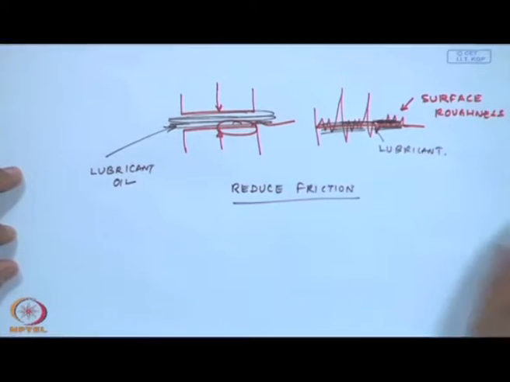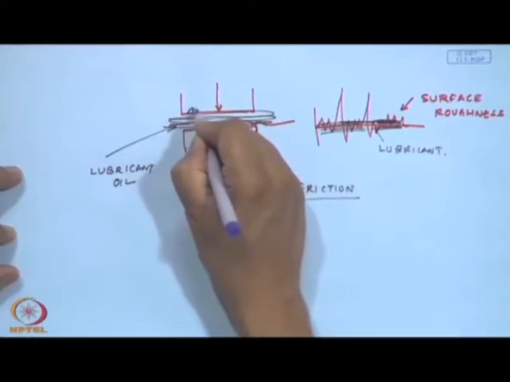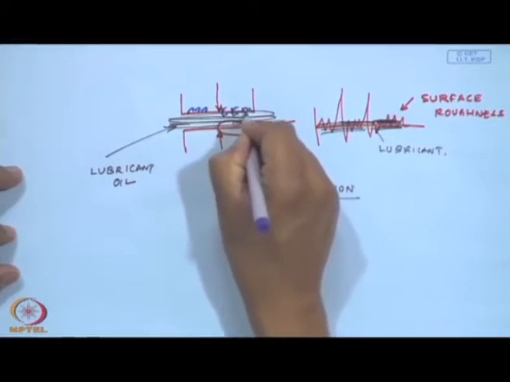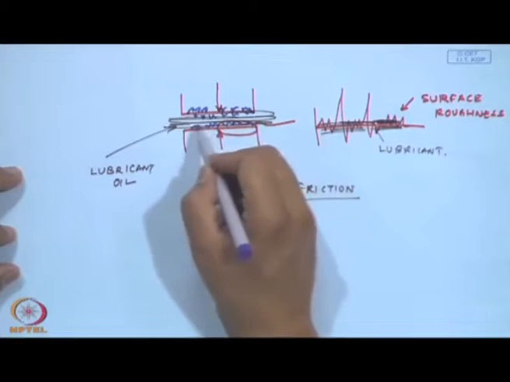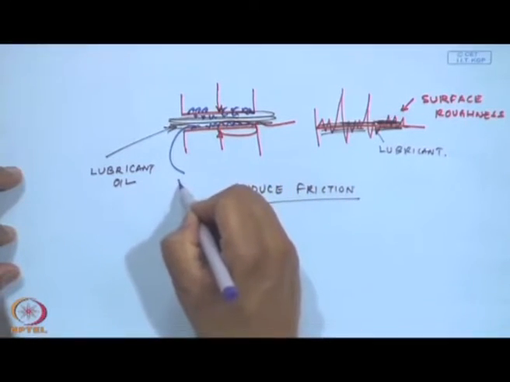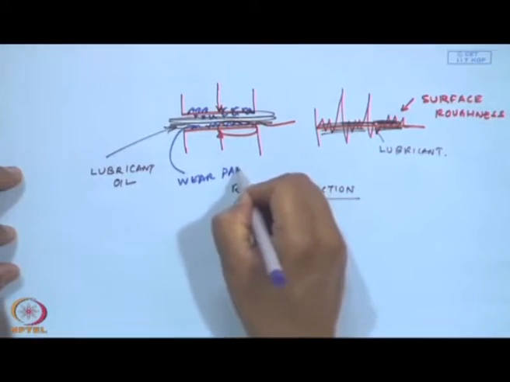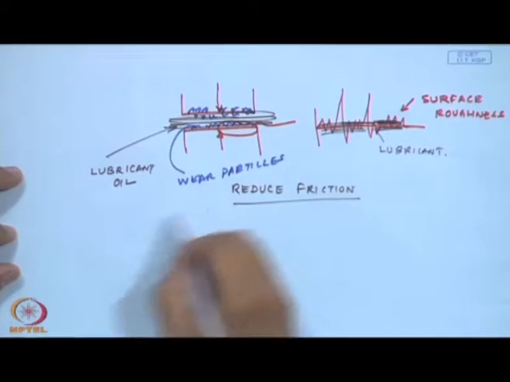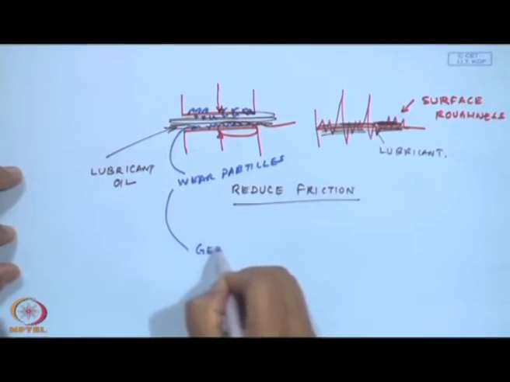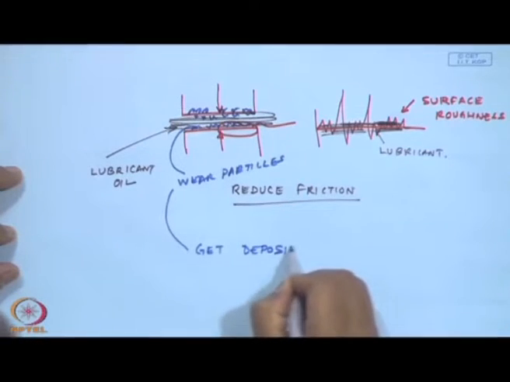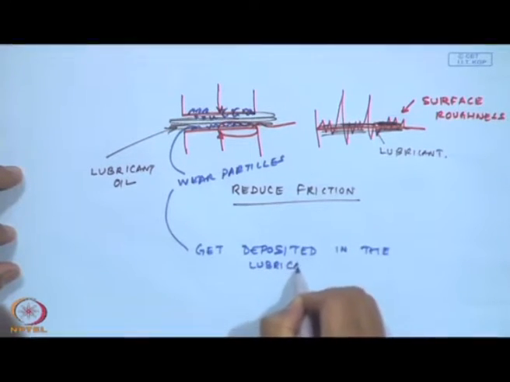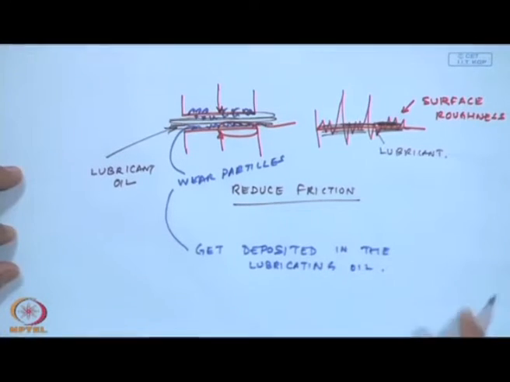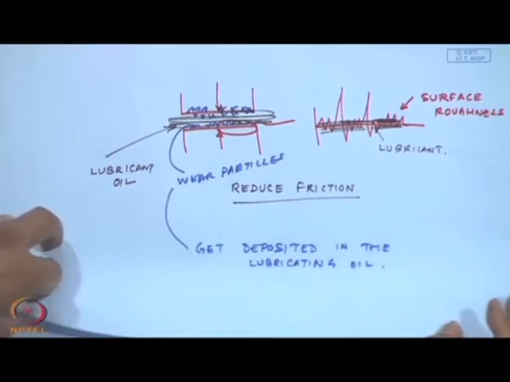Okay. But in the process, what happens? These particles here also wear out, because of loading, because of abrasion, and so on, and these particles get deposited in the lubricating oil. So, two very important things happen because of this process in any machine.